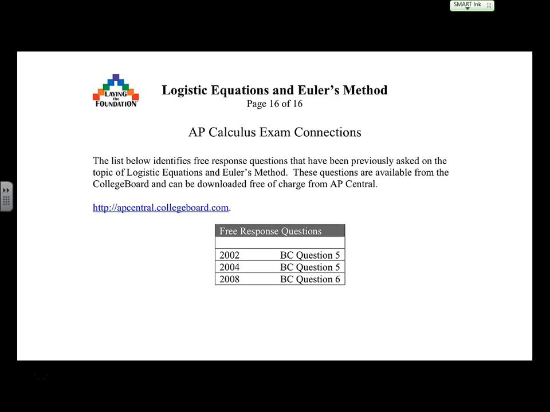Hey, can I take a picture of this? Georgie, because they're all wanting to. I'm not saying you have to do those. I'm saying when the AP's coming, you're like, oh, logistic and Euler's. Oh, that's right. There are those 3 FRQs. I can just find them.